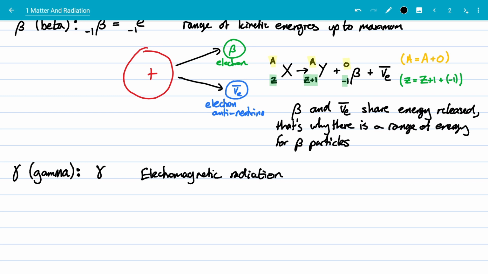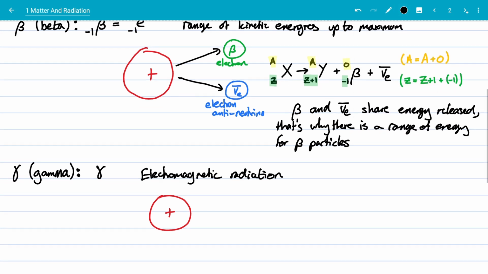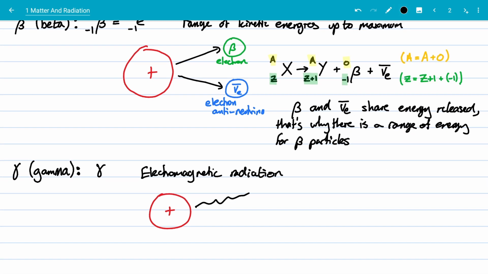So it doesn't actually change the composition of a nucleus. If I have that, it doesn't stop being what it is just because it emits a little bit of electromagnetic radiation. Let's do this like a wavy shape. Just like that. That comes out, but the nucleus doesn't change. Nucleus composition unchanged.